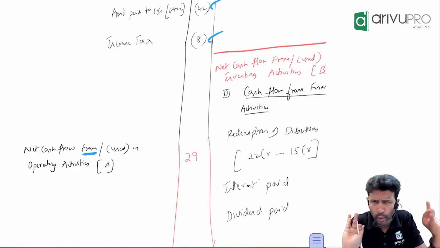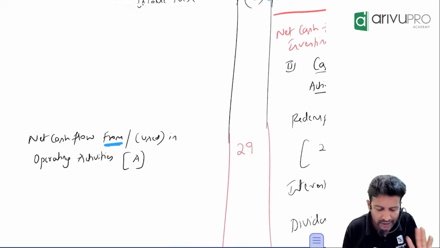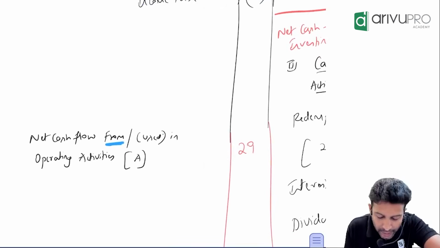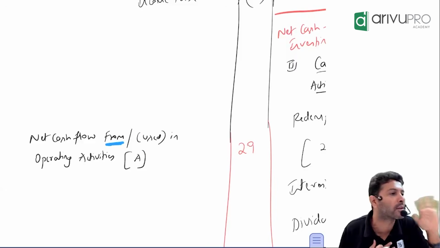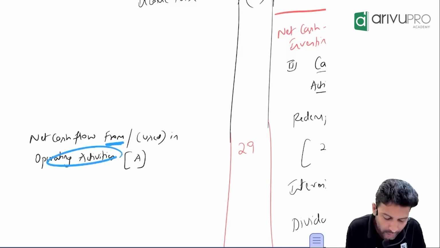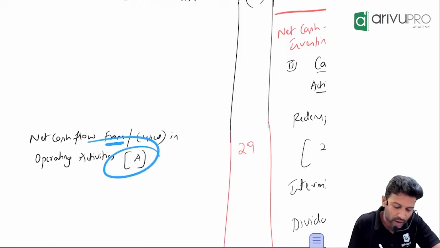Or if you don't want to worry about it, simply write like this: net cash flow from, in bracket you may write used. So you write both so that you are telling the examiner, I know both, you pick whatever you want. Okay. From what activity? Operating. This we'll call it as A.